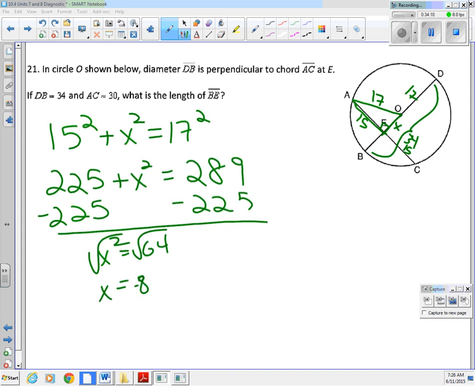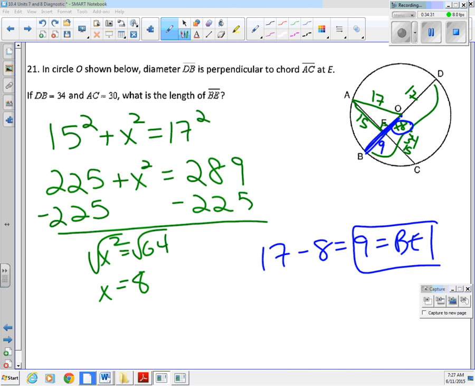Sorry, that looks like negative 8. I meant to write positive 8. So if x is 8, and again, I want BE, so O to B is also 17, and I know this part is 8. Therefore, BE is 9. So 17 minus 8 is 9, and that is BE. That's a very hard question, but not impossible.